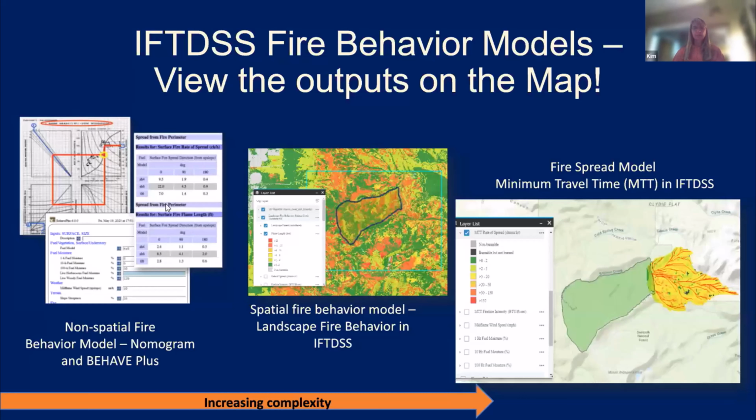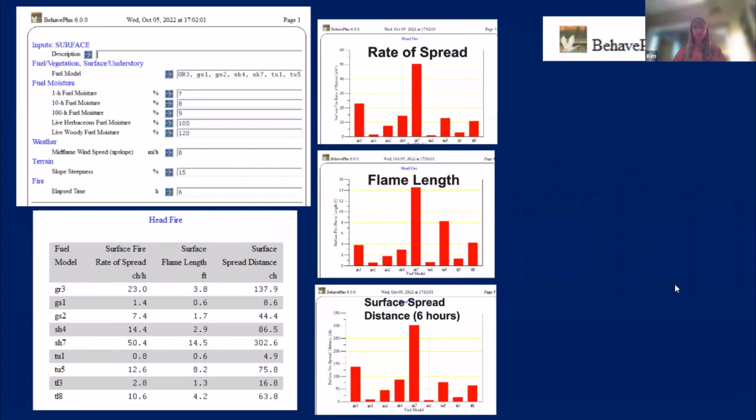more so than we do with just a graphical program, say like Behave, where you don't actually get a spatial view of it. So in IFTDSS, we have this basic spatial fire behavior model, and then we have a spread model. So I'll talk about those here in just a second. I'll go through each one.